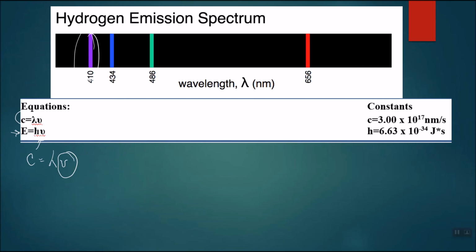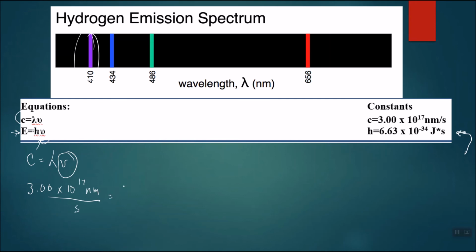We need energy. H is Planck's constant, which can be found right there. That's a constant, and I'm going to give that to you. You don't have to memorize that number. Nu is frequency. So in order to find energy, we need Planck's constant, this h, and we need frequency. Unfortunately, we don't have frequency. We have wavelength. So that's why we're going to start with this equation: c is equal to wavelength times frequency. We know wavelength is 410. We know c. C is 3.00 times 10 to the 17th nanometers per second.